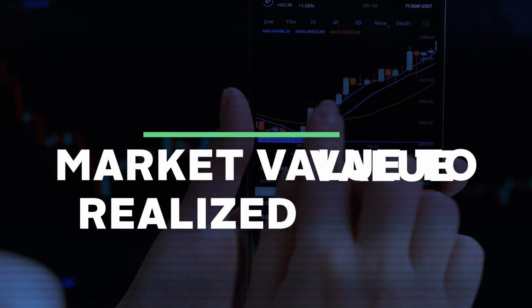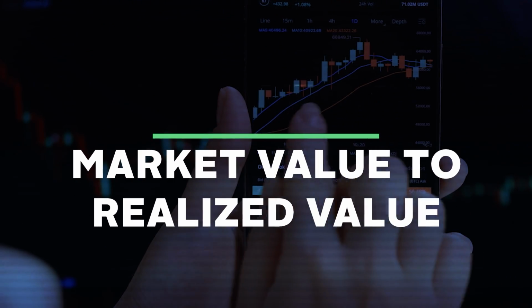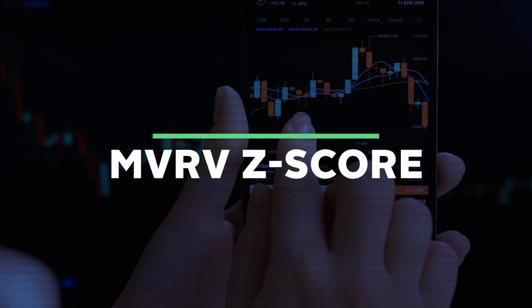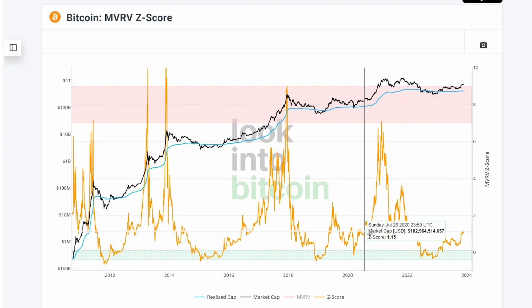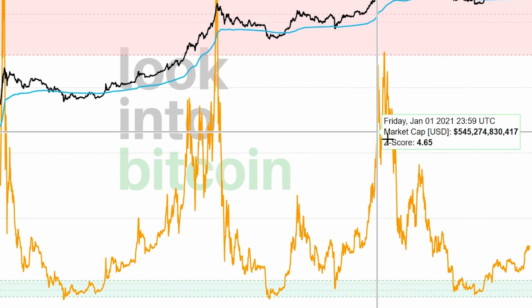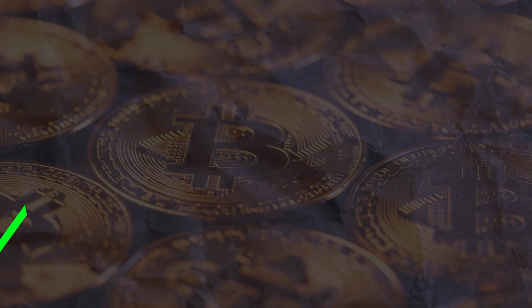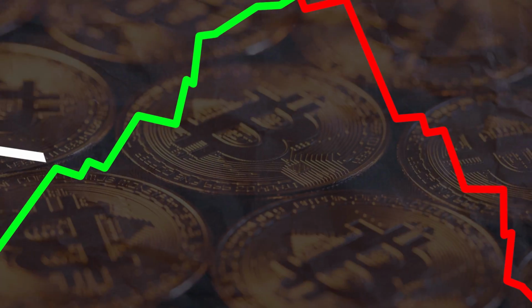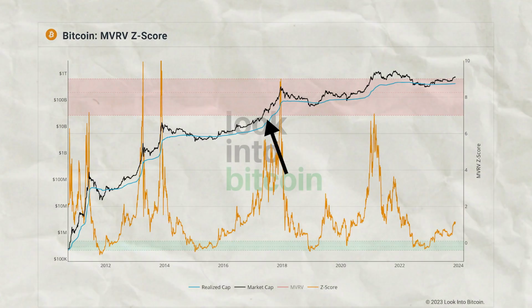Moving on, we have market value to realized value, or the MVRV-Z score. The MVRV-Z score helps to determine periods when Bitcoin is significantly overvalued or undervalued compared to its fair value. On the chart, market value, as explained earlier, is indicated by the black line.